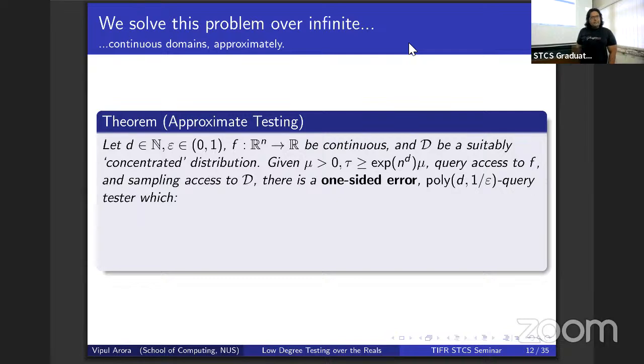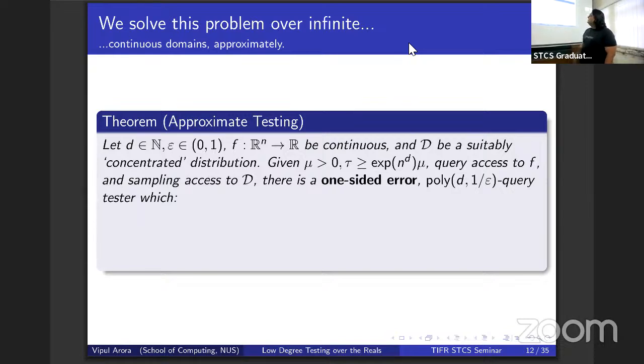So tau is the radius, it's the concentration. No, there's a parameter capital R for the concentration, but it does not appear over here. It appears in this exponential in n to the d. It's hiding over there, but I did not mention that. Yeah. So you have additional parameters mu greater than 0, and tau, which is a large enough multiple of mu. How large? It's exponential, but we live with that.